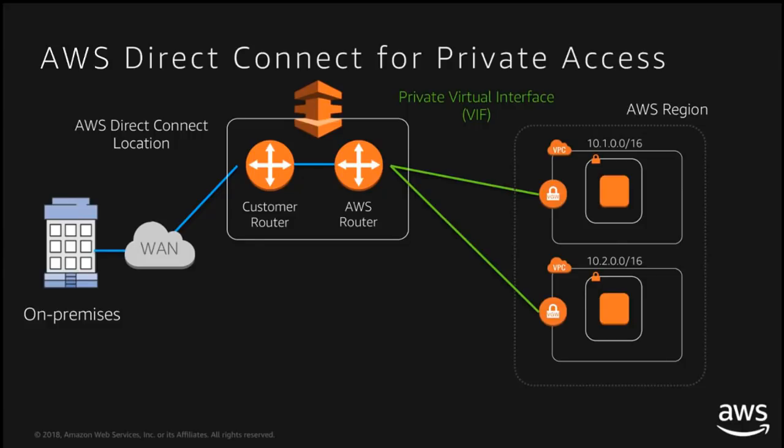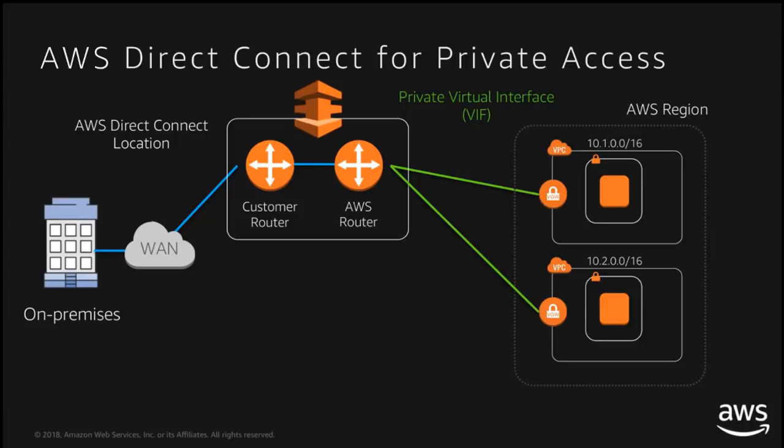Each Direct Connect port can do up to 50 virtual interfaces. So once you get that port up and running between our router and your router, that's anywhere between 50 megabits per second to 10 gigabits per second, you would create a virtual interface each time you add a new VPC. So that's a BGP pairing as well as a VLAN ID.